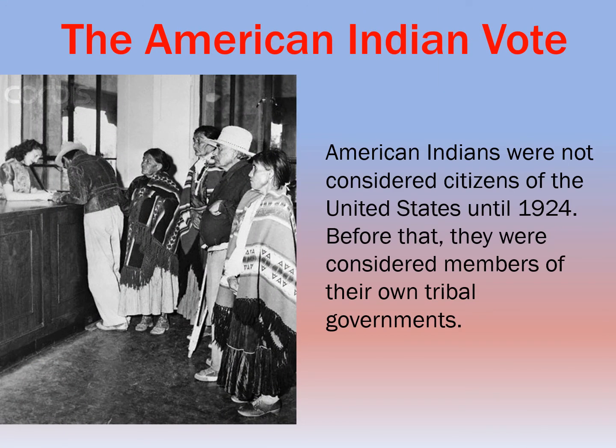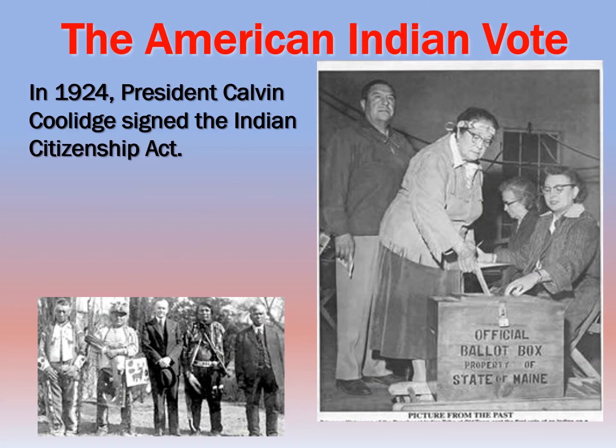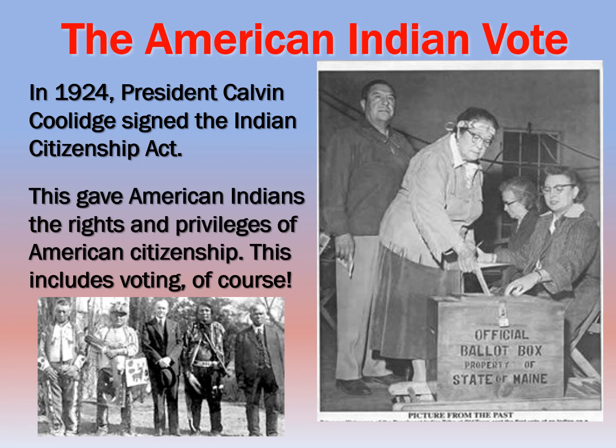Now, what about Native Americans? They were not actually considered citizens of the US until 1924. Before that, they were considered members of their own tribal governments. And so they were not allowed to vote in federal elections because of that. Once they became citizens in 1924, then they started, obviously, to have voting rights. And you can see President Calvin Coolidge signed the Indian Citizenship Act in 1924, and it gave them the rights and privileges of American citizenship, and so voting came along with that.